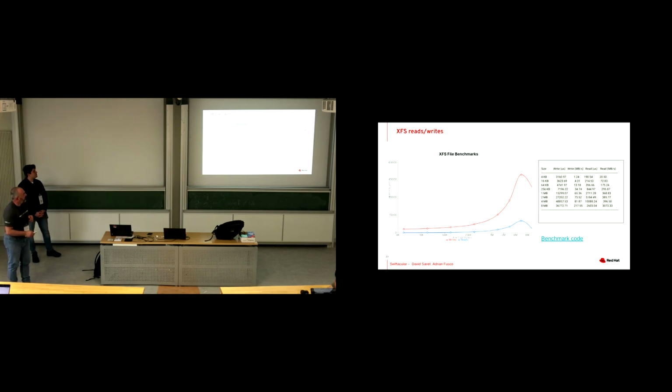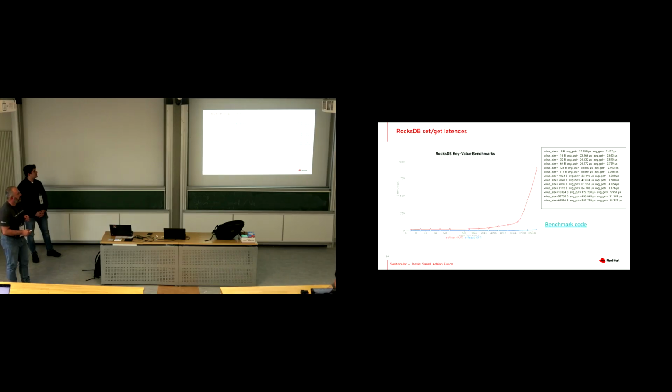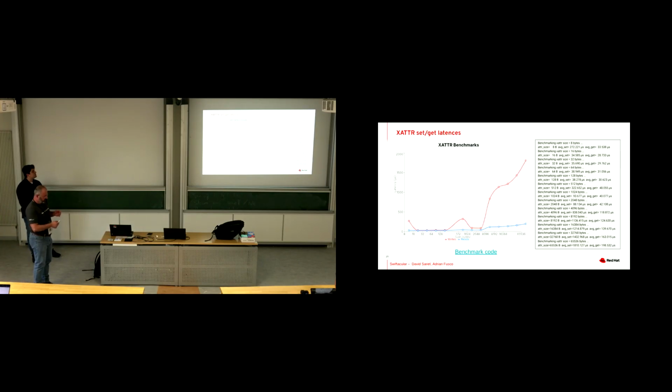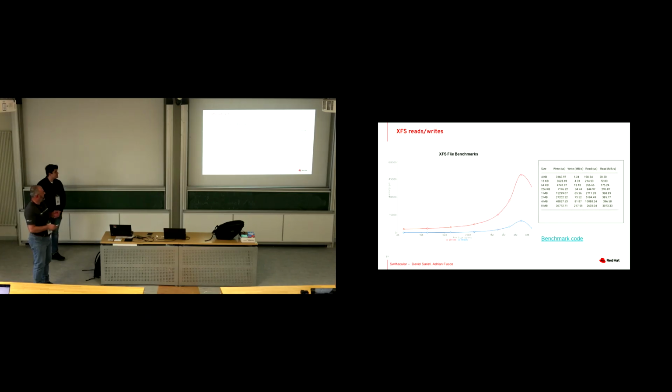For example, for 4K, it's 3000 microseconds here, and here it's only 700. 3000 versus 700, it's even 4X. And this happens through basically all the blocks. Even with bigger blocks, it becomes worse on XFS.